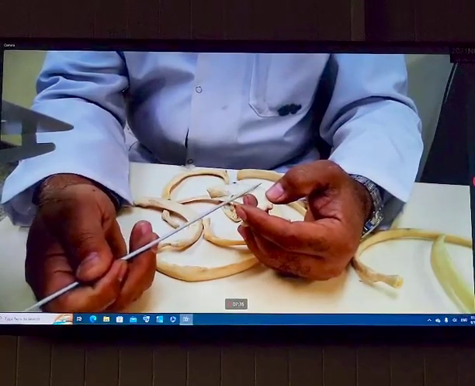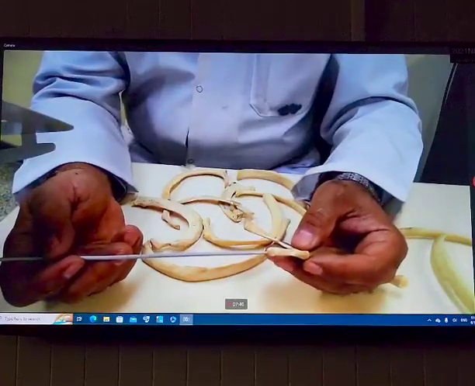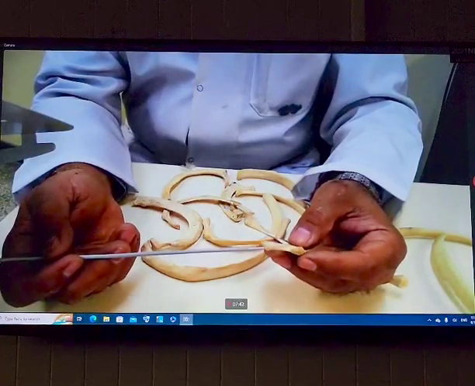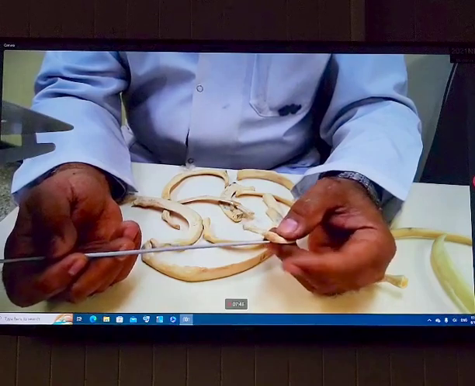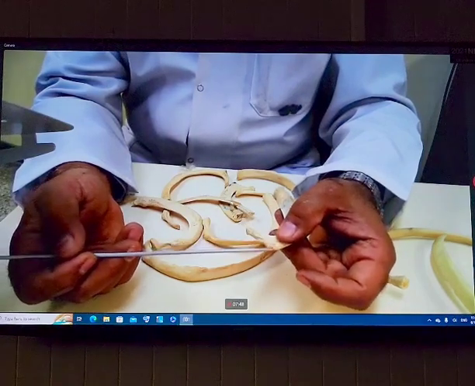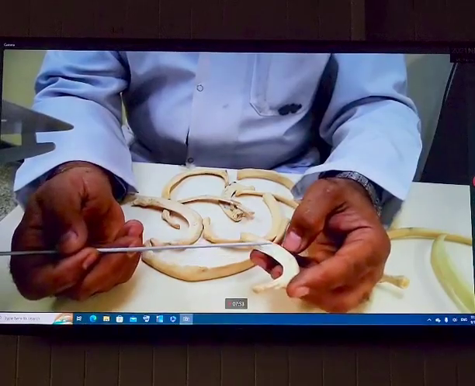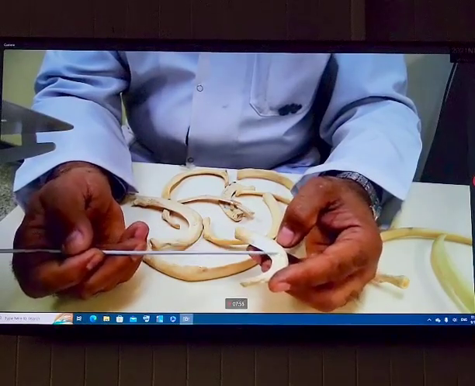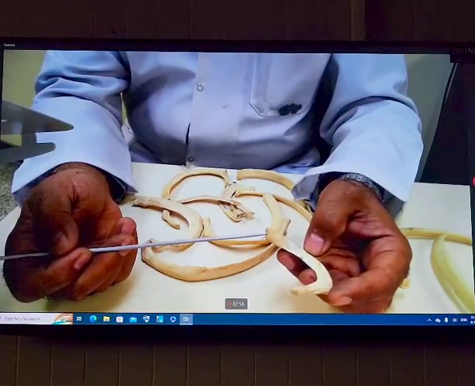And all of these could be questions in the exam. I may ask you, what is this? You may say, this is the head of the first rib. This is the neck of the first rib. This is the tubercle of the first rib. And this is the scalene tubercle of the first rib. These are the grooves of subclavian vessels on the first rib. This is the anterior end of the first rib.